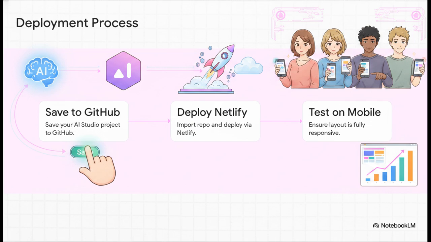Oh, and please, whatever you do, do not skip step 3, testing on mobile. As our source points out, the vast majority of e-commerce traffic today comes from phones. So you have to ensure your AI-generated layout is fully responsive and really easy to tap.